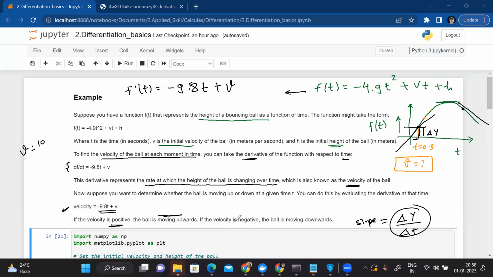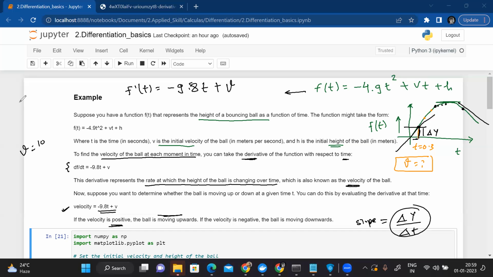Okay. So what we are trying to understand is what a derivative basically is. A derivative is nothing but the slope. In this example, we are trying to find out the velocity of the ball at each moment in time. So I can ask what will be the velocity at this point or this point, at any point. Are you getting my point?